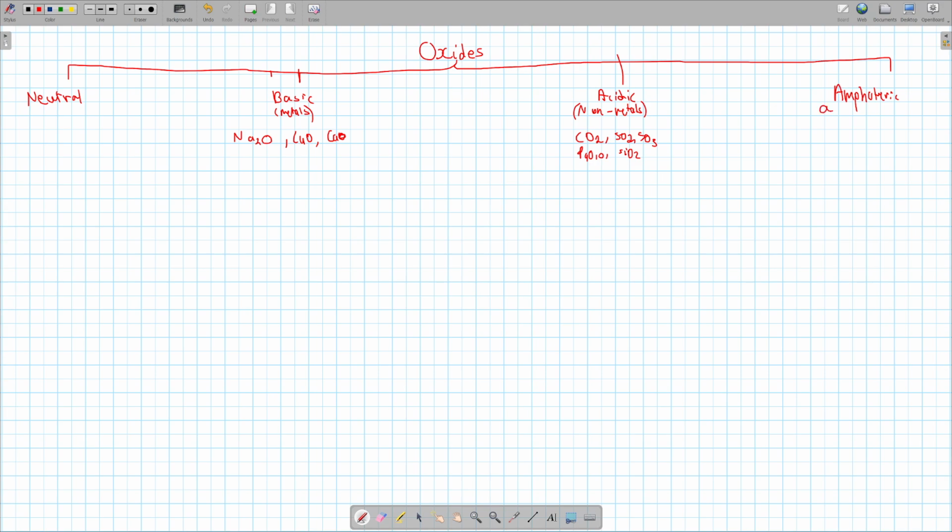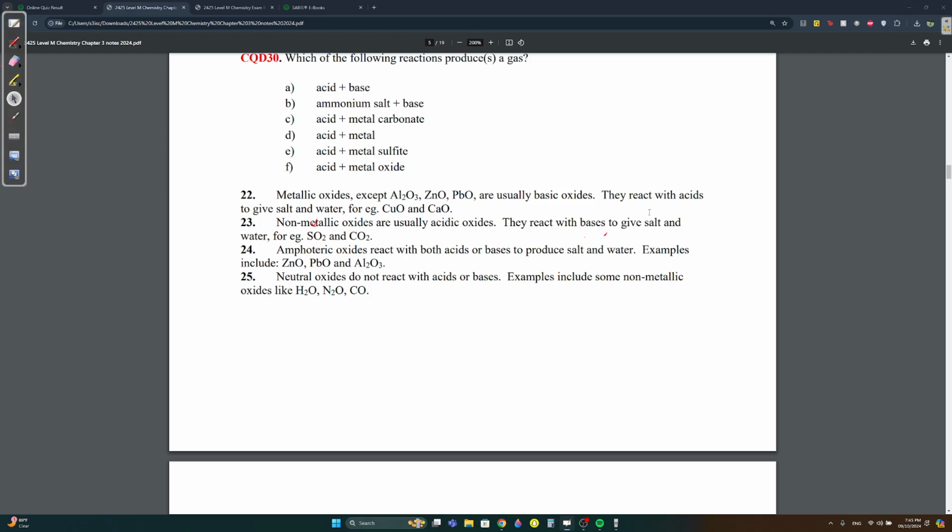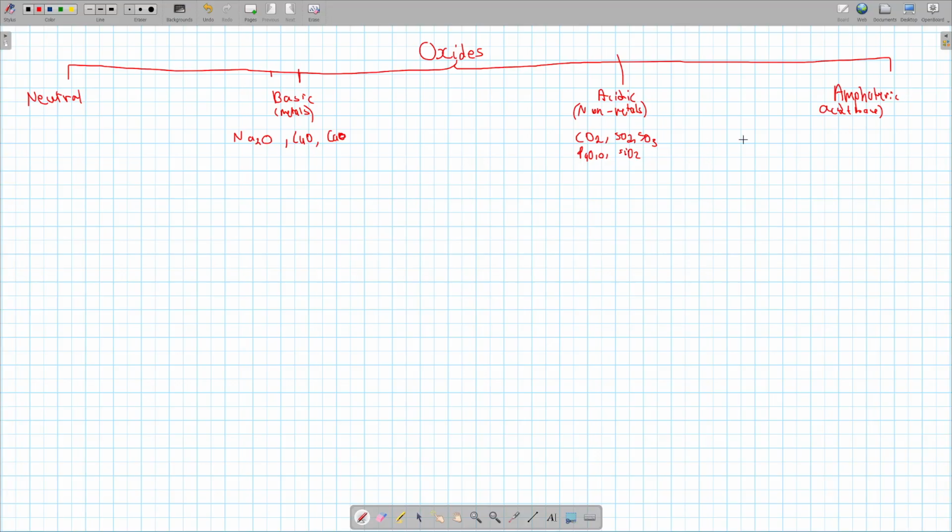Amphoteric is an acid plus a base. This is what they react with. Just keep it at the top now. We'll go back to it later. There are three amphoteric oxides, which are ZnO, zinc oxide, PbO, and Al2O3.